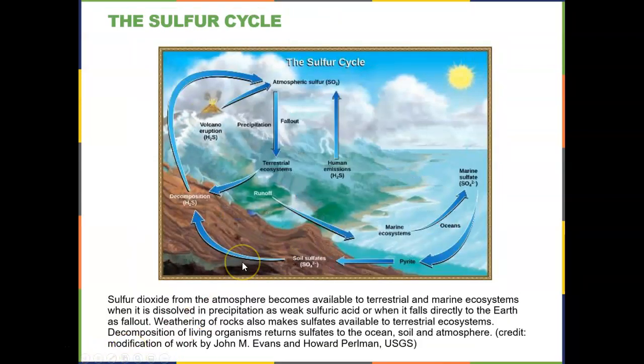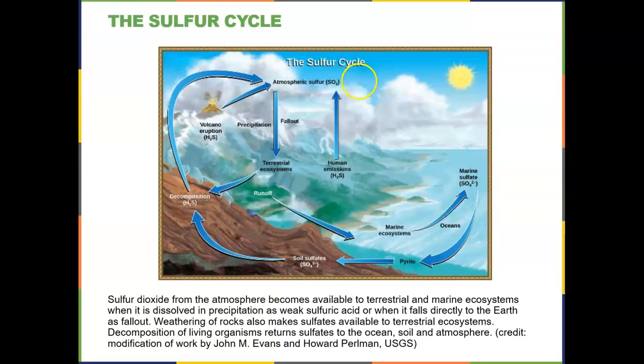Our last biogeochemical cycle is the sulfur cycle. Sulfur is very important to cycle because it is found in proteins. There's a particular amino acid called cysteine, and amino acids make up proteins. This one amino acid, because it contains sulfur, can form disulfide bonds between different cysteine amino acids. This allows for the folding or bending of proteins, which is very important for their activity.